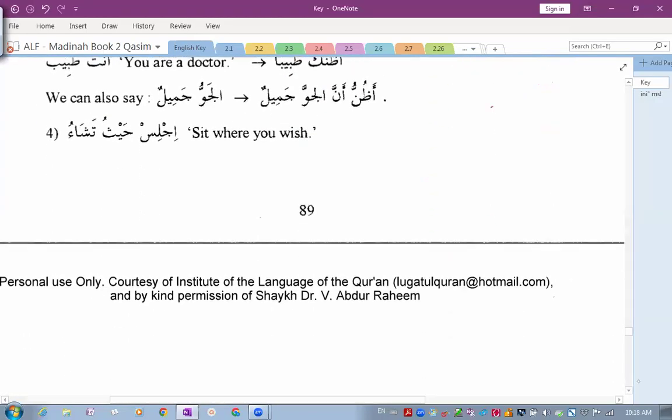Number 4, ijlis haythu tashau. Sit where you wish. So ijlis is fi'lu amrin, mabniun ala sakun. Haythu is our zarf, mabni ala dhamma. Zarf is always supposed to be mansoob, so haythu is mabni upon dhamma, but is still mansoob, because it is a zarf. Haythu means wherever. Tashau, you wish. Sha'a yashau, from there. Sha'a is an ajwaf verb, and mahmuz also.